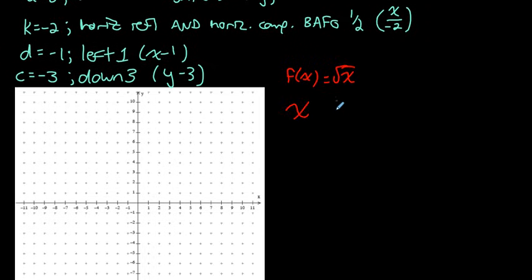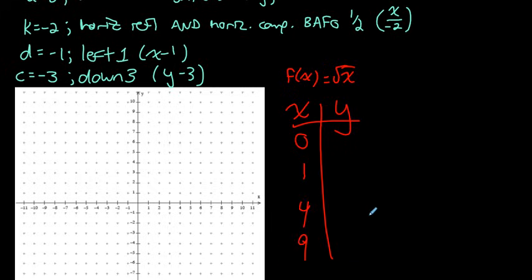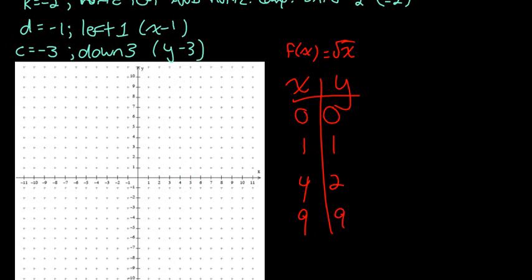So let's just get some key points to remember what root x looks like. So let's pick values for x. You can pick whatever you want, but the easiest values to pick would be perfect square numbers, because we can then square root them and get integer values. So 0 is a perfect square number, 1, 4, 9. And to get the corresponding y's, just square root each of them. Square root of 0 is 0, square root of 1 is 1, square root of 4 is 2, square root of 9 is 3.